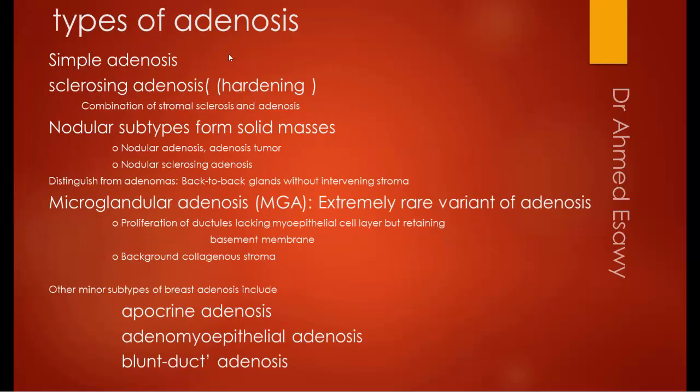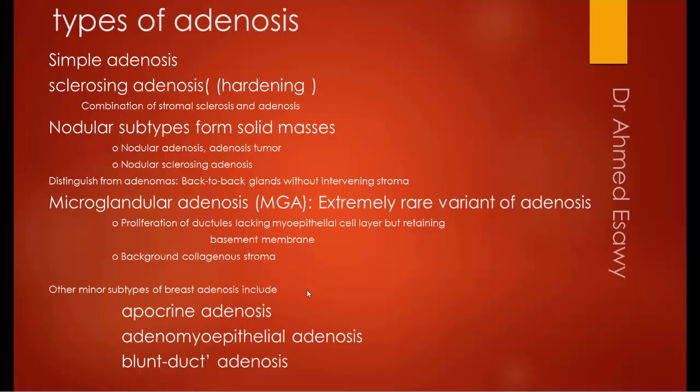Types of fibroadenosis. Simple fibroadenosis. Sclerosing adenosis, a combination of stromal sclerosis and adenosis. Nodular subtypes form solid mass-like nodular adenosis, adenosis tumor, nodular sclerosing adenosis, differentiated from adenomas by back-to-back glands without intervening stroma. Another type, microglandular adenosis, MGA, is an extremely rare variant of adenosis characterized by proliferation of ductules lacking a myoepithelial cell layer but retaining basement membrane, in a background of collagenous stroma.